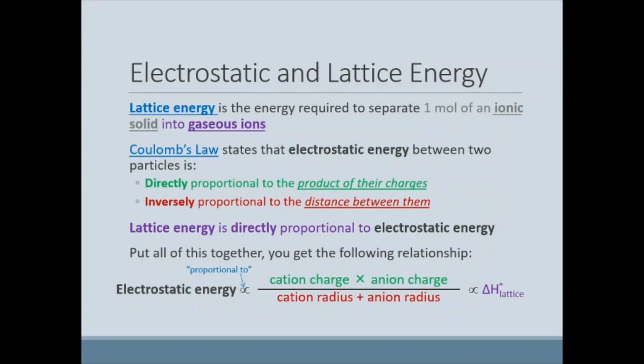And so when we talk about this stuff, lattice energy and electrostatic energy, a lot of the time they're going to be used interchangeably. The main reason for that is because both of them have the same relationships. Whenever I say directly proportional to the product of their charges, what I mean is if you have a +1 ion attracted to a -1 ion, those are going to have a pretty decent attraction.